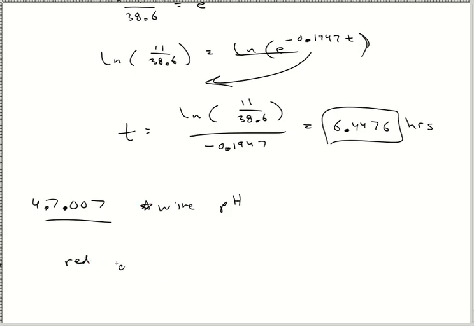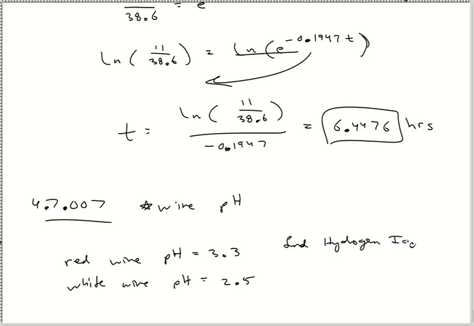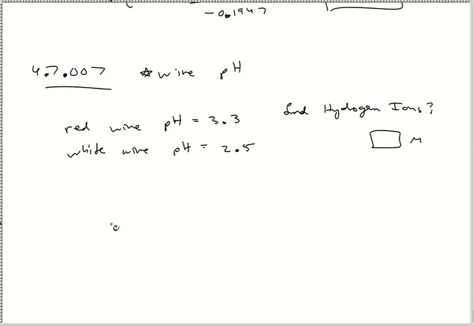And so they give us that red wine has a pH level of 3.3. White wine has a pH level of 2.5. And so it says, find the hydrogen ions, blank M. I don't think that's moles or something. I don't know. I have no clue. Go figure it out. Well, again, they don't tell you a formula. This is just way off the wall. So I don't know how you're supposed to do this without a formula.